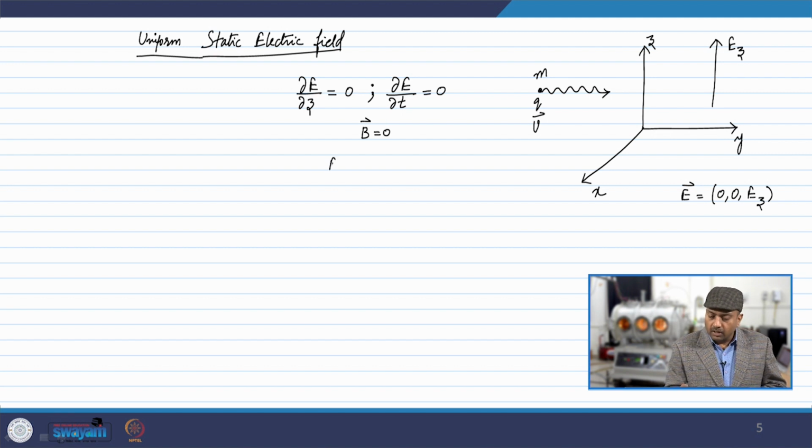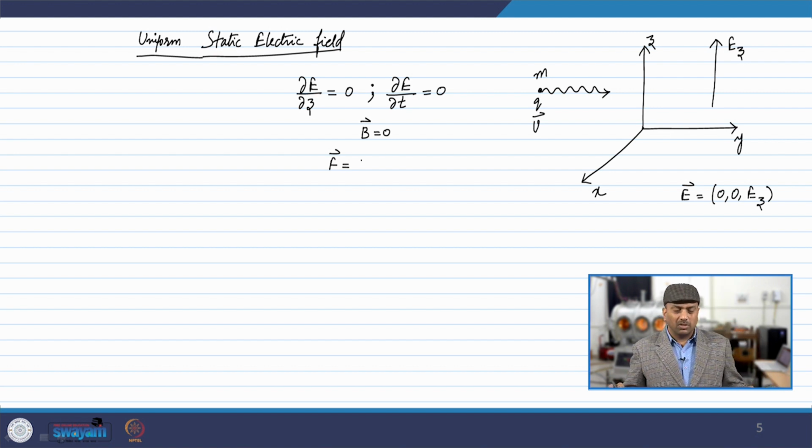Now, if you bring in the Lorentz force, we start from the Lorentz force because it is a second order equation or equation of motion. Our only chance is to solve that equation and get position as a function of time, which is what is called the behavior of the particle, right.